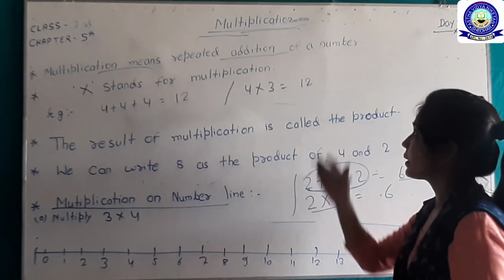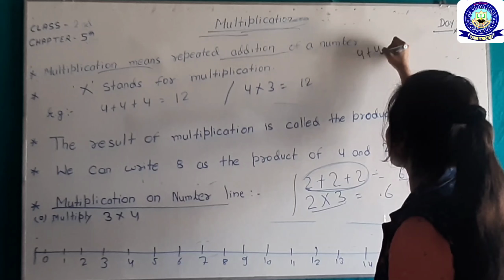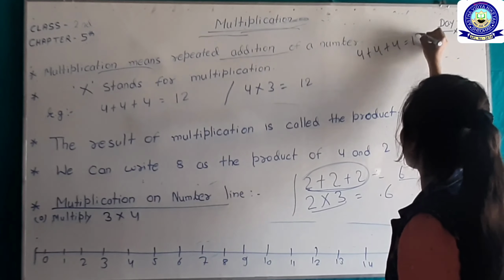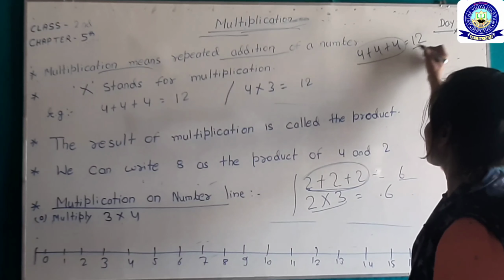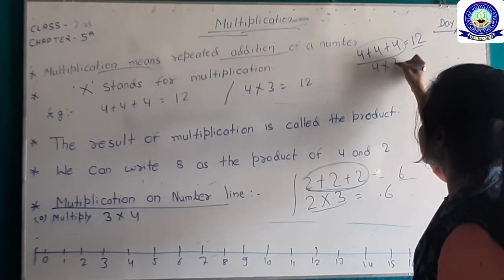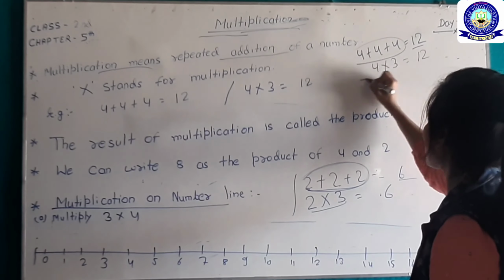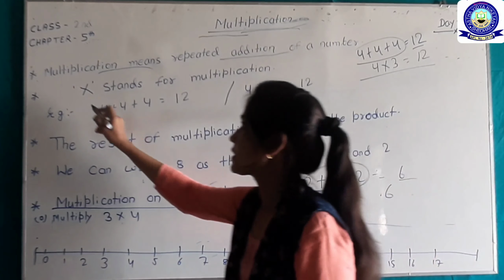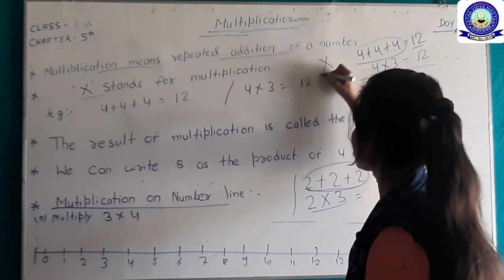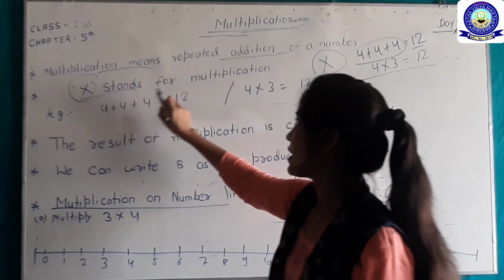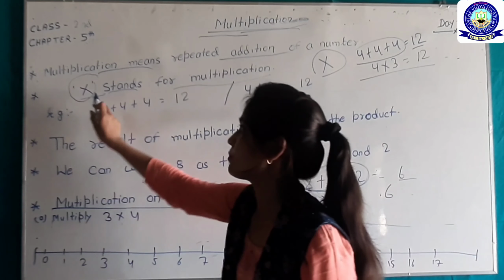When we repeat a number, that is 4 plus 4 plus 4, we get 12, which means we write 4 three times, so we get 12, and 4 into 3 is 12. This is our multiplication. The symbol of multiplication is x. Into stands for multiplication.